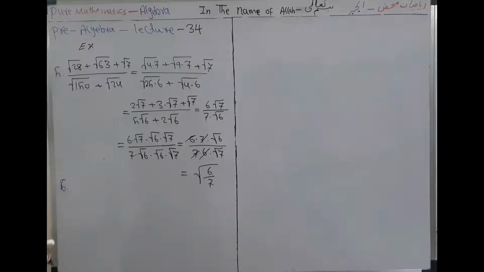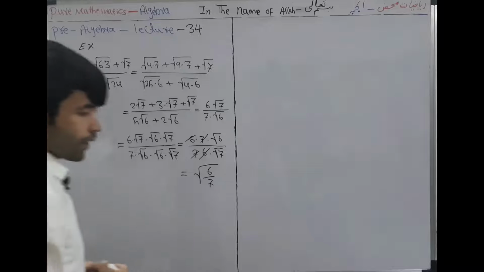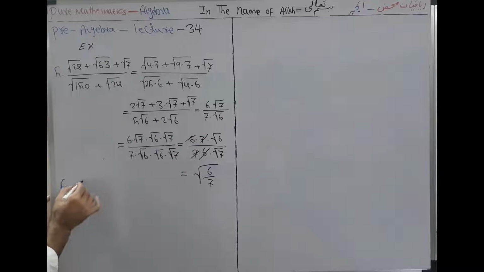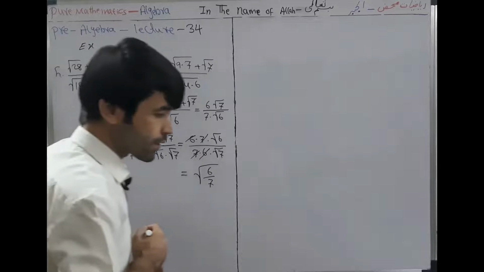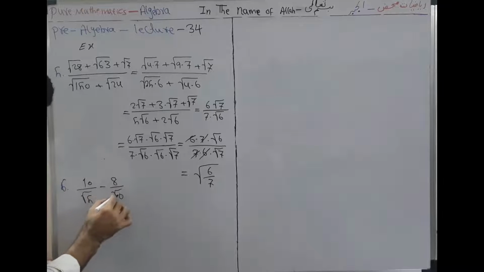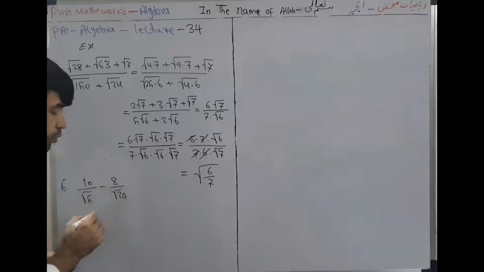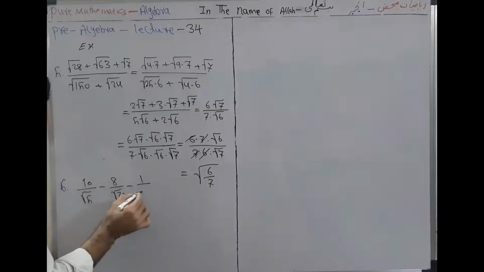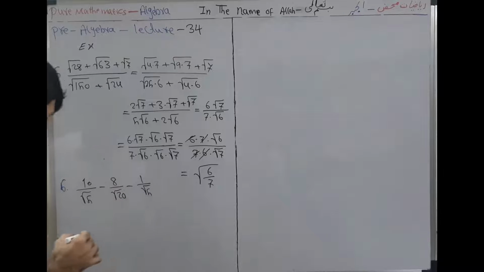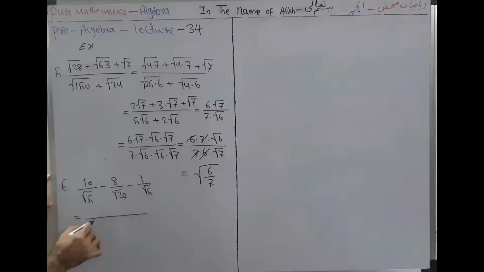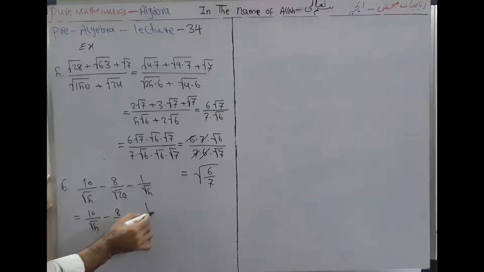Question 6. We have 10 over square root of 5 minus 8 over square root of 20, minus 1 over square root of 5. Now we can write it as, first we want to write 10 over square root of 5 minus 8 over, we can write square root of 4 into 5, minus 1 over square root of 5.